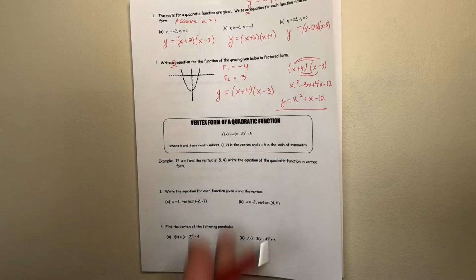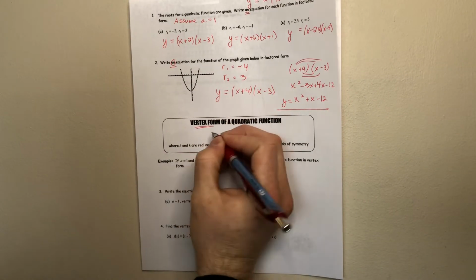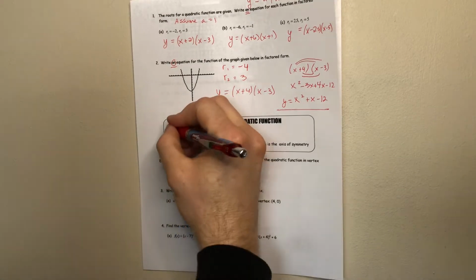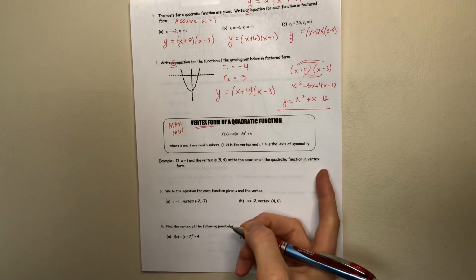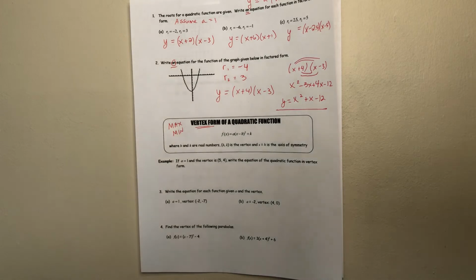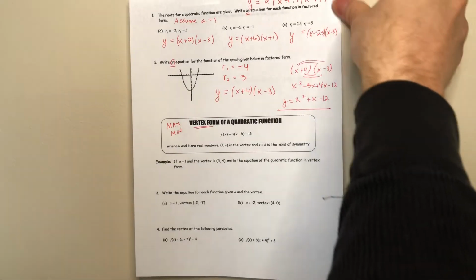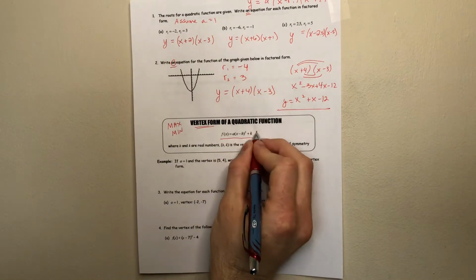All right, last one is the vertex form of a quadratic. Now, vertex form. So we have factored form, this is vertex form. Vertex form is, like I've said before, our max or our min. That depends whether it opens up or opens down. All right, so this one's going to look a little different.